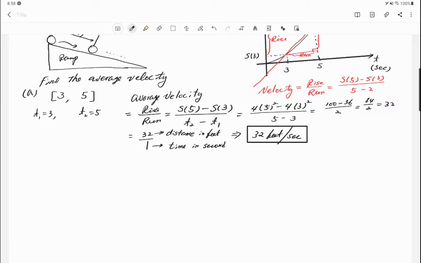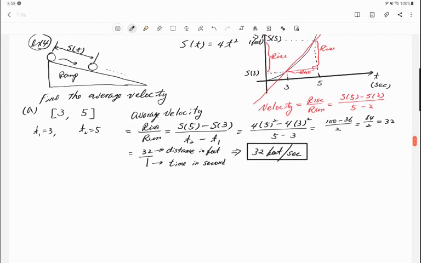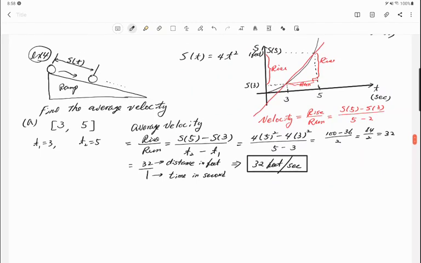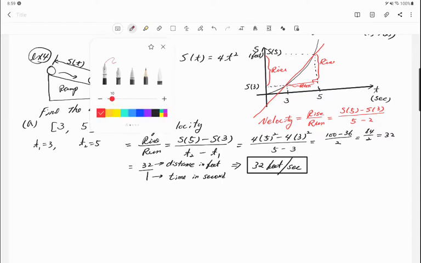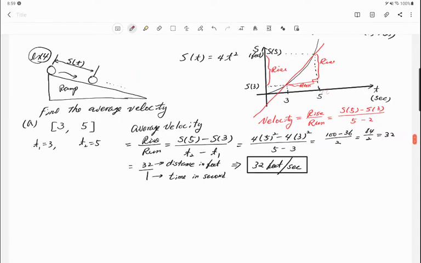So in that case, the average velocity is rise over run. Rise is the distance, run is the time in seconds. So we can find the average velocity between the time interval 3 seconds and 5 seconds. So what if we reduce the end time to get close to 3? So that is letter B.